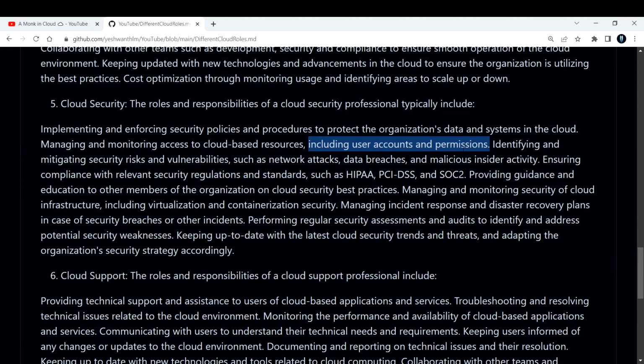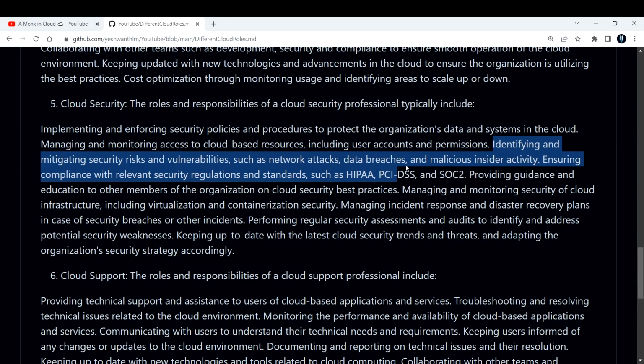Let's say you have a user who needs a particular access, but you should not give more access than he needs, right? In that situation, you need to ensure that you are providing the right access. So that is also a role of a cloud security engineer. Identifying and mitigating security risks and vulnerabilities such as network attacks, data breaches, malicious insider activities, you need to take care of this also.